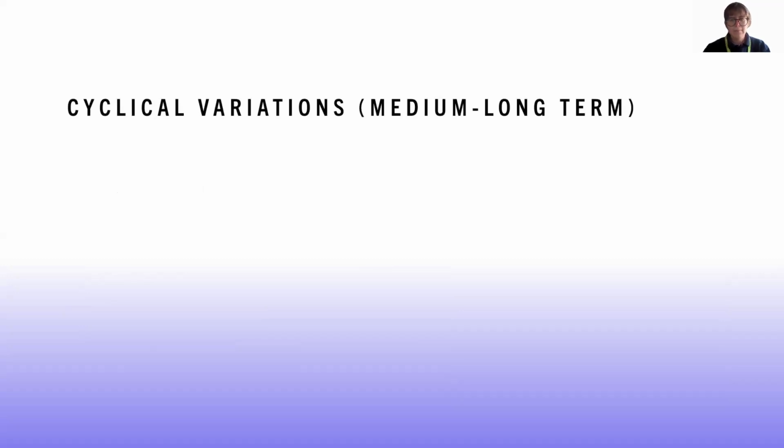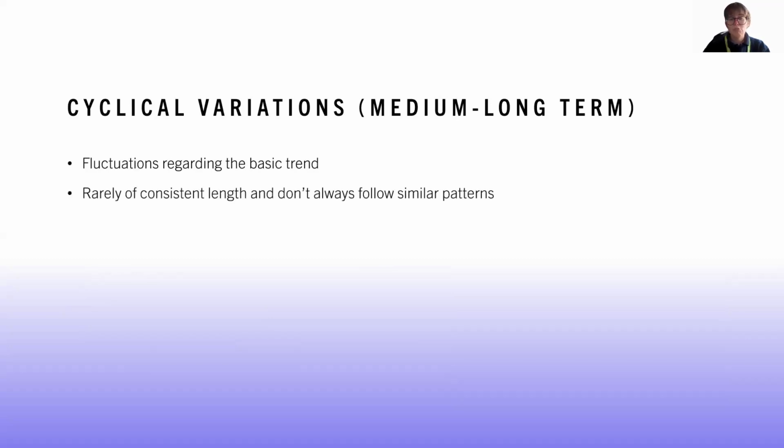Cyclical variations then, these are medium to long term, and essentially they are saying that there's going to be fluctuations in regards to the basic trend. It is rarely of a consistent length, and it will not always follow a similar pattern. It is usually going to be associated with the economy in terms of, is there a boom, is there a recession?